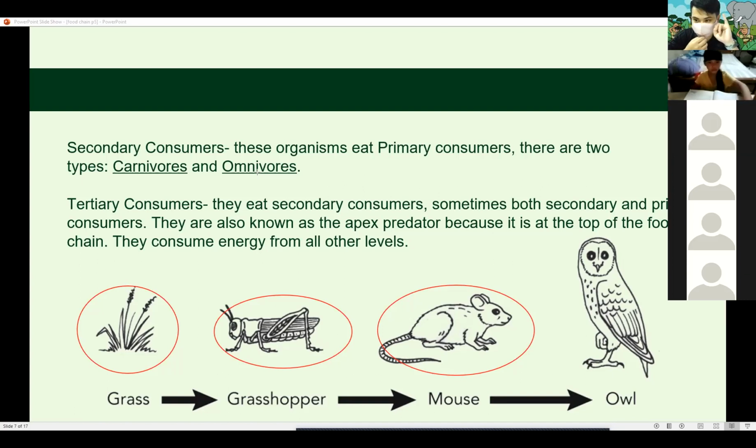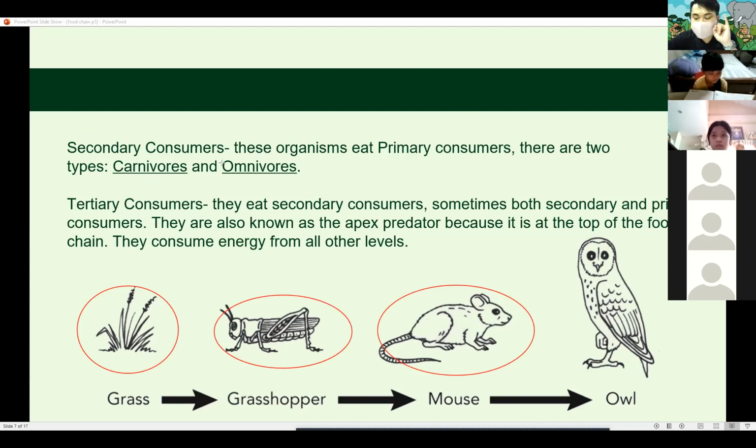From the previous lesson, herbivores, they eat plants. Carnivores, they eat... Both plants and meat? No, carnivores. This one, carnivores. They eat what? Meat. They eat meat.